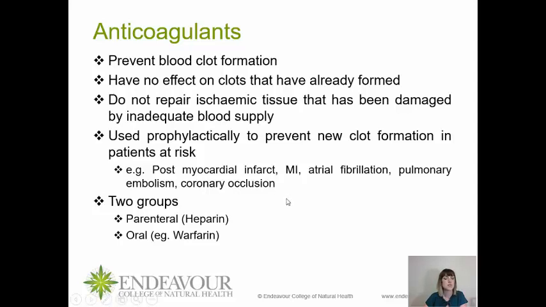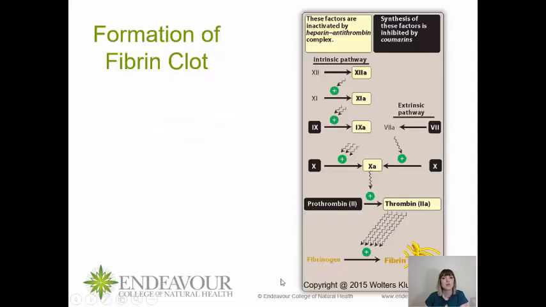So we've got two main groups of anticoagulants: our parenteral anticoagulants that have to be injected, and that's generally heparin, and our oral anticoagulants that can be taken simply as a tablet, and that's generally warfarin. So to examine how these anticoagulants work, we're going to give a little bit more detail to the clotting pathway that we saw a simplified version of before, where clotting factors led to the creation of fibrin thread.